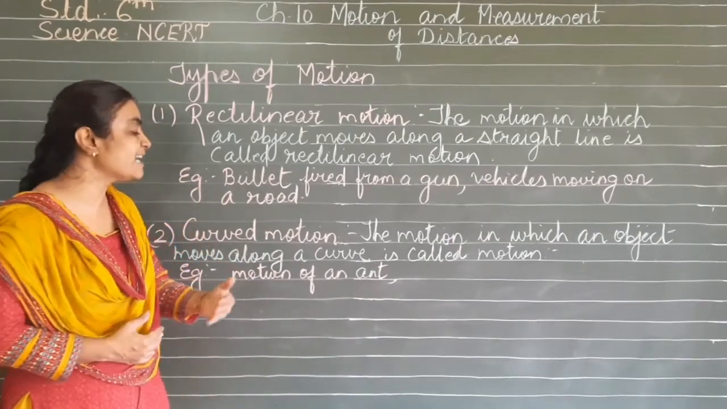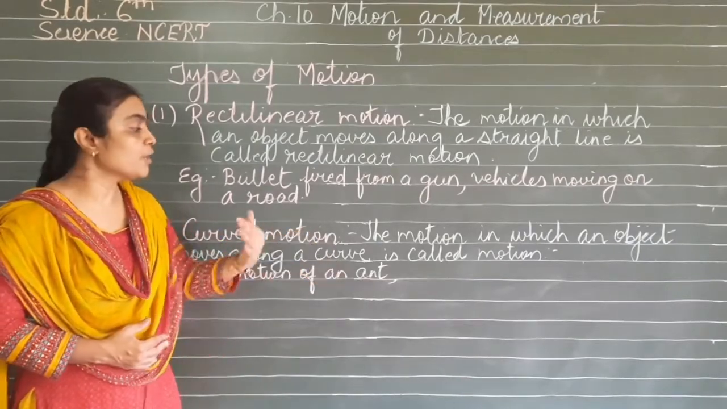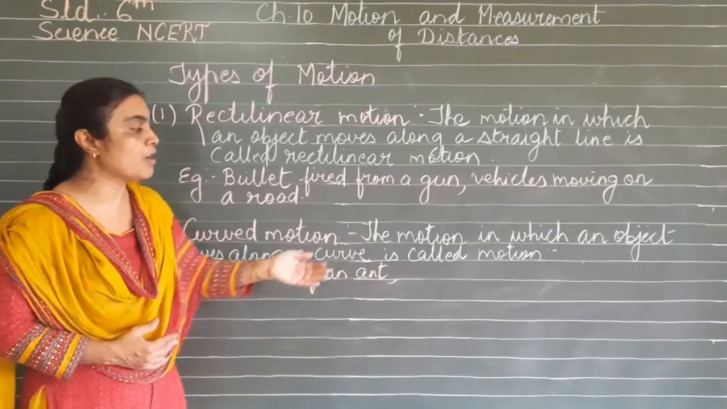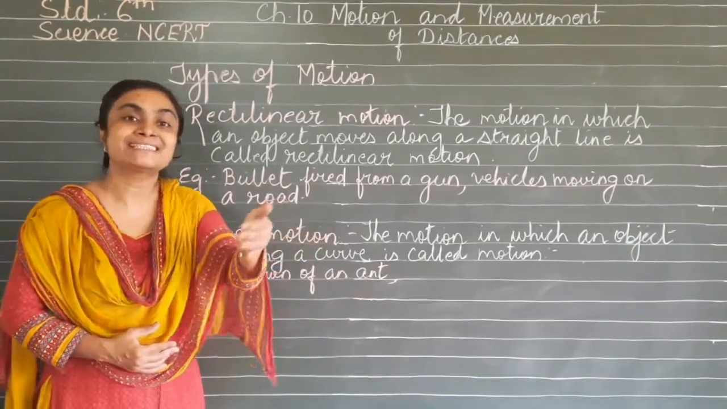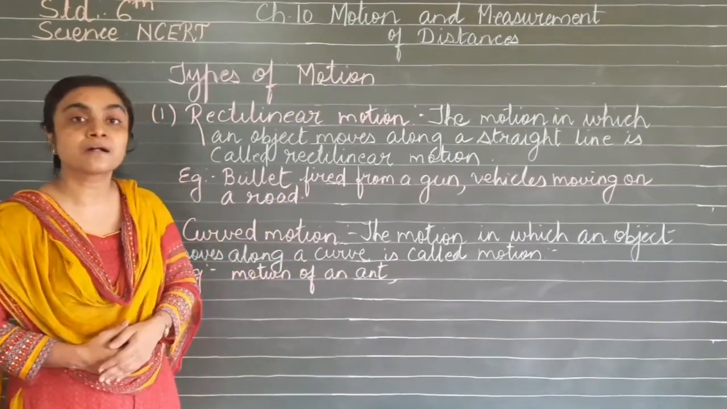Now let us see the second motion, that is curved motion. Now rectilinear was straight. Now what is the meaning of curve? The motion in which an object moves along a curve. So suppose if a person is going straight and if it takes a curve, then that type of motion will be said as a curved motion.